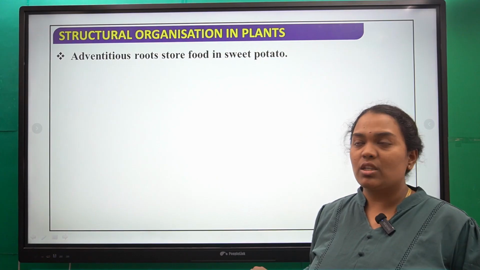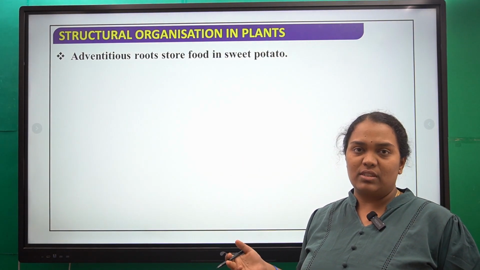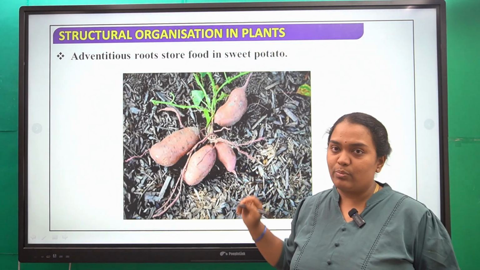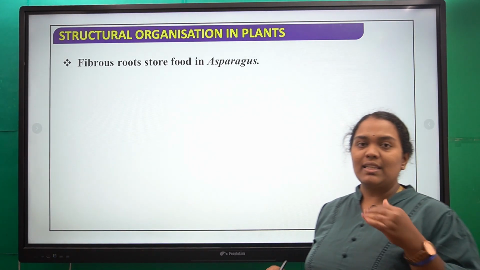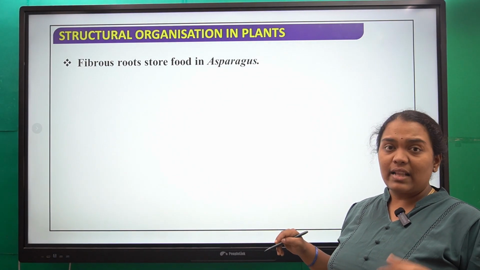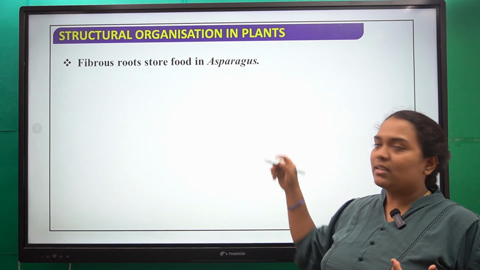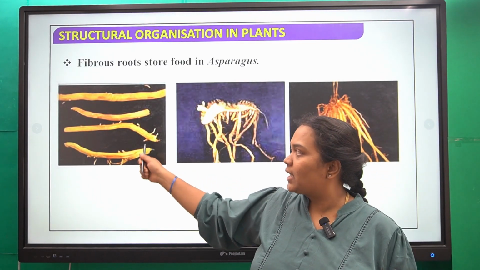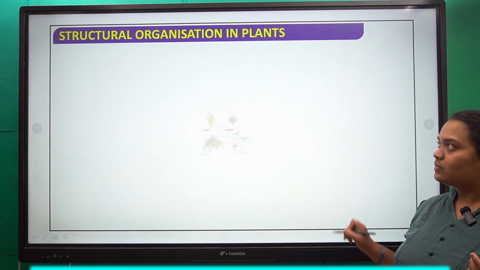Next, adventitious roots. Adventitious roots, as you know, are roots emerging from any part other than the radicle. Adventitious root storage is found in sweet potato. So this is sweet potato. Fibrous root: whenever you see the base of the plant having a bunch of roots attached to it, if the food is stored in them, that is called fibrous root storage. This food storage mechanism is present in asparagus. You can see asparagus has very thin roots, but each of these roots is very good when you consume it.